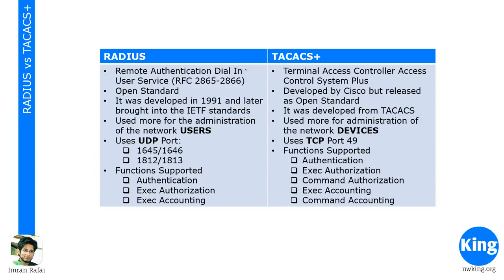So in AAA, there are two protocols that we use. One is RADIUS and another one is TACACS+. Now RADIUS is short for Remote Authentication Dial-In User Service, and it is described in RFC 2865 and 2866, right? RFC is Request for Comments.